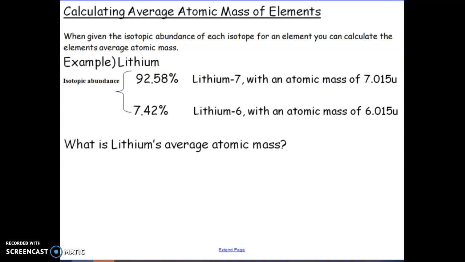So let's talk about calculating the average atomic mass. So remember, average atomic mass is the value from the periodic table, right? It's the average of all the isotopes, considering the isotope abundance.